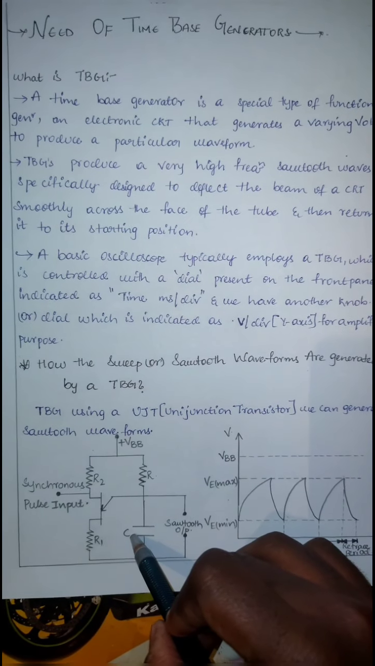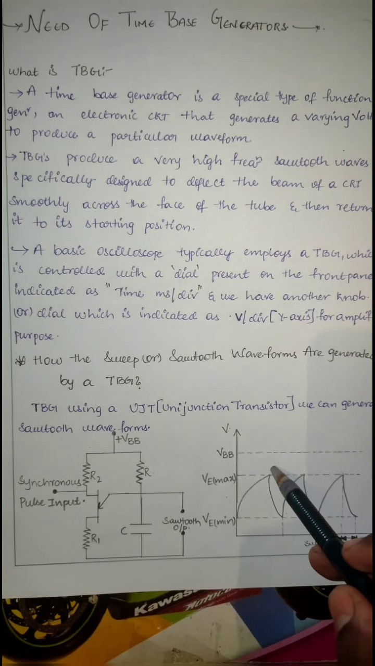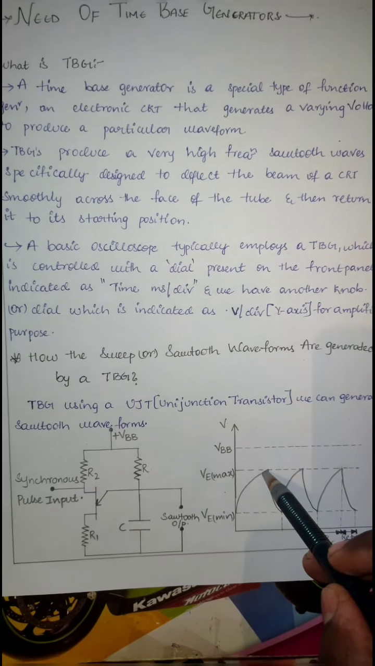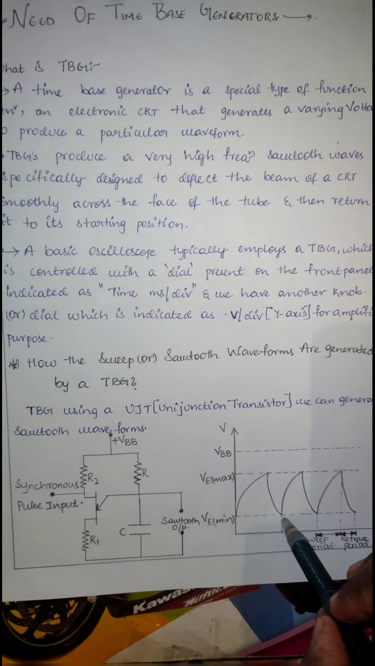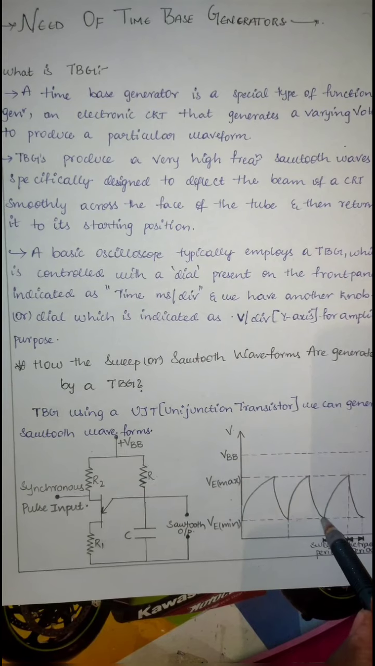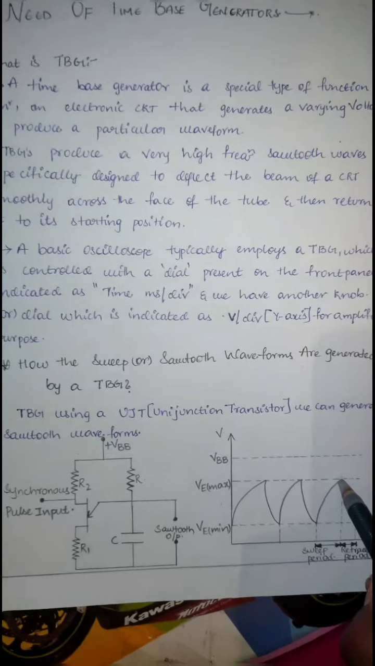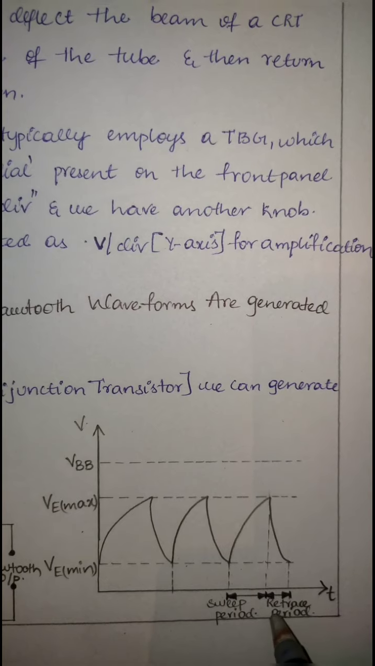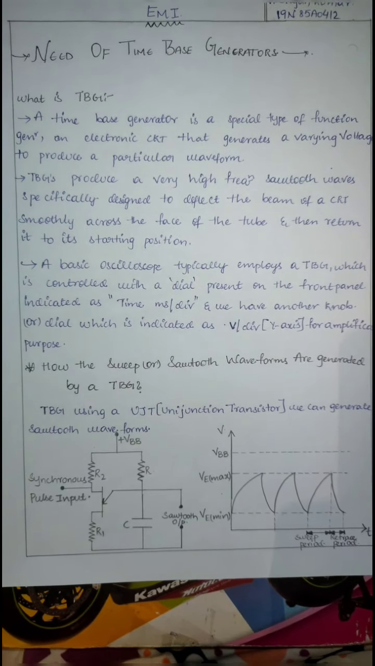So this charging and discharging of the capacitor, we can use that functionality to generate a sawtooth waveform, which will look like this. From VE min to VE max is the capacitor charging period, and VE max to VE min is the capacitor discharging period. The distance from the initial starting point VE min to VE max is the sweep period, and the period between VE max and VE min is the retrace period, where our output will be retraced. So guys, this is the need of a time-based generator.